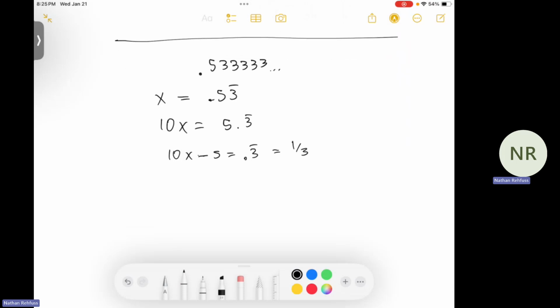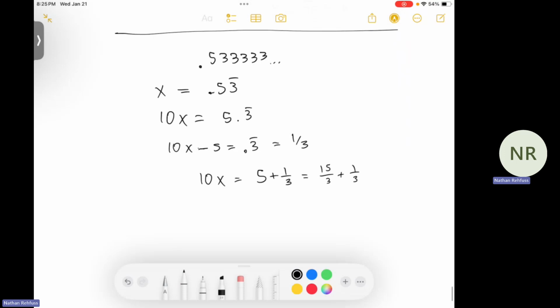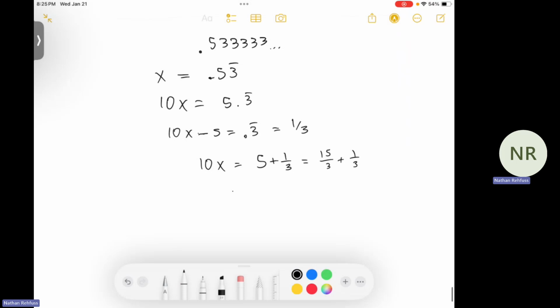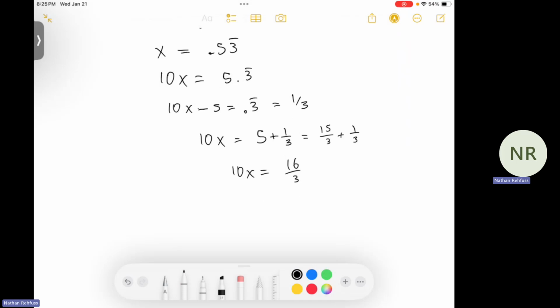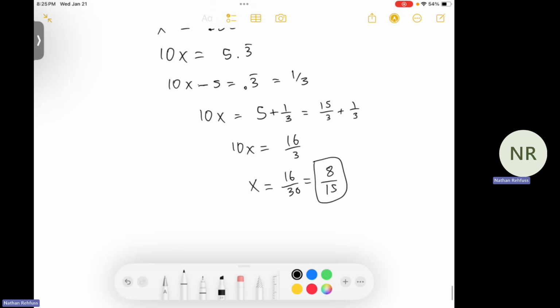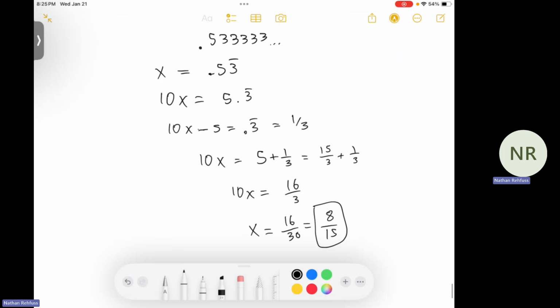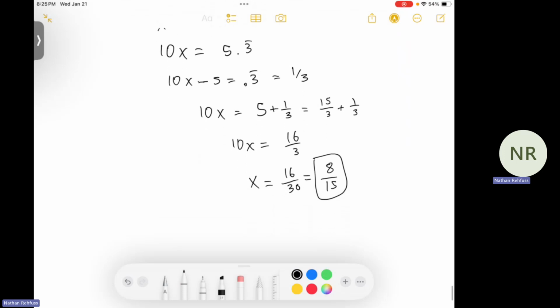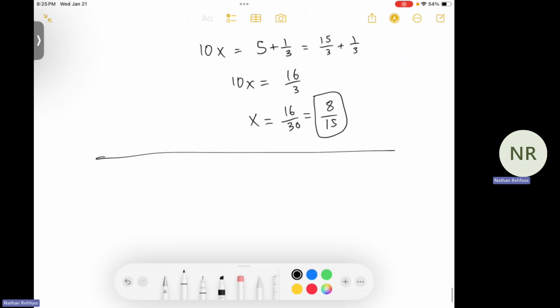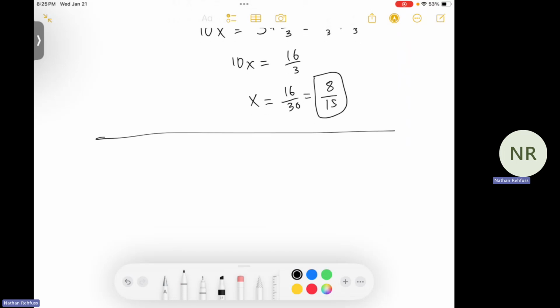Now I'll add 5 to each side. 10x is 5 plus 1/3. Get a common denominator. 5 is 15/3. So 10x is 16/3. Divide both sides by 10. X is 16/30, which reduces to 8/15. There's the exact answer in lowest terms. 0.533333333 is 8/15. We can turn any decimal back into a fraction, as long as it's terminating or repeating or both.